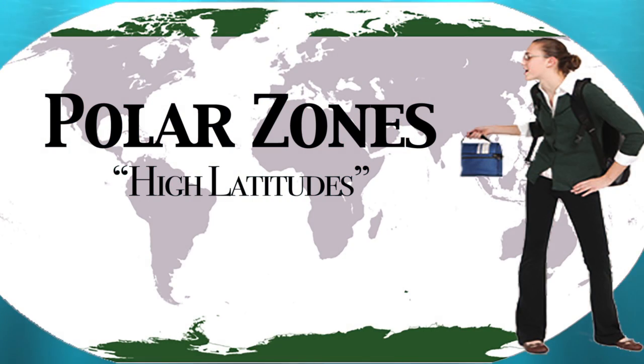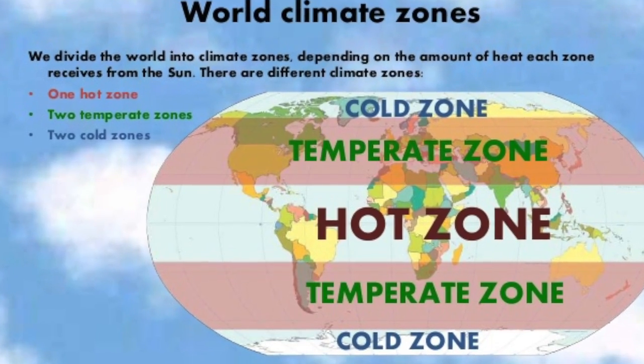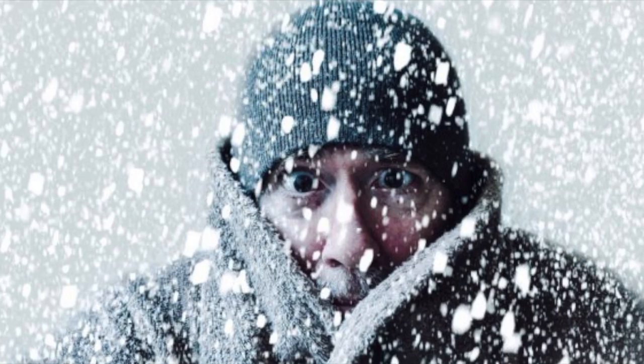Finally, the oldest child, the one that gives everyone the cold shoulder. These are the polar zones, also called the high latitudes. They lie between the Arctic and Antarctic circles because they're trying to get as far away as possible from the sun and the tropics. Here, people can expect to get cold to bitter cold temperatures all year round.